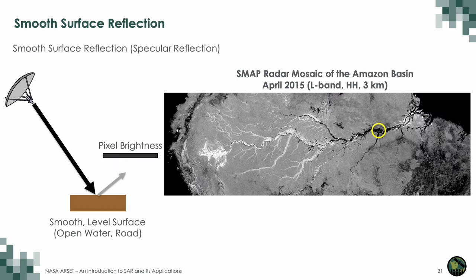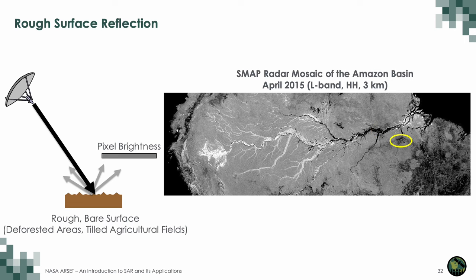So the following couple of charts are examples of the different scattering mechanisms discussed and how they look in a radar image. This example shows specular reflection, and this image is a mosaic of the Amazon basin from the SMAP radar, which was an L-band radar. The yellow circle delineates an area of specular reflection, which is open water, and in this case is part of the Amazon River. So flat surfaces such as paved roads, runways, or calm water normally appear as dark areas in a radar image, since most of the incident radar energy is reflected away from the radar sensor.